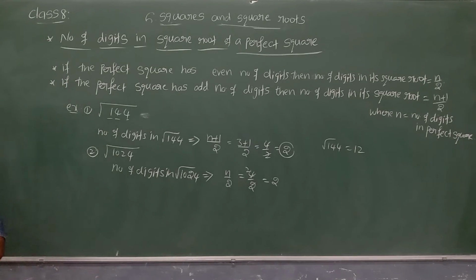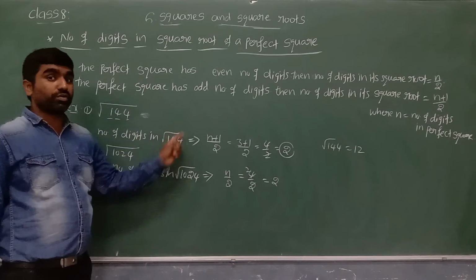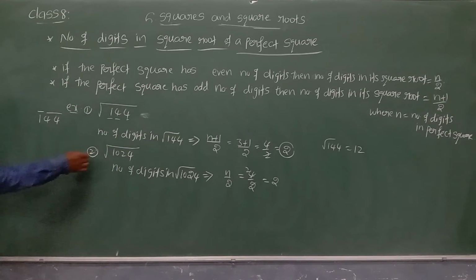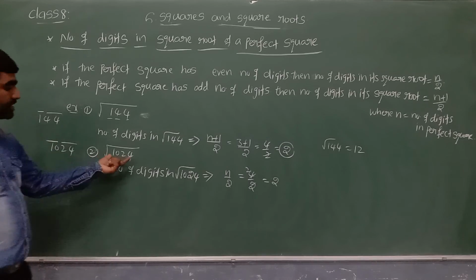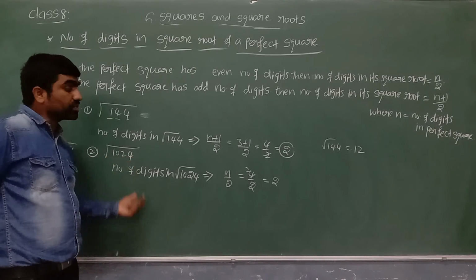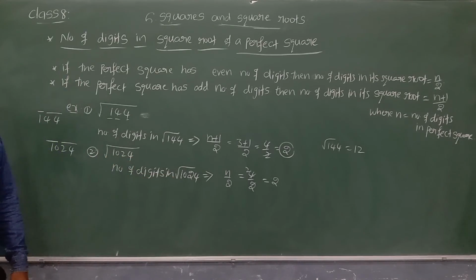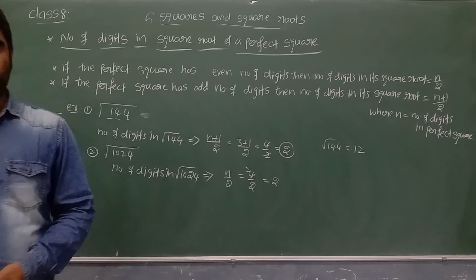Or, if you want, you can go with one more easy method. We have 144 now. Place the bar over every pair of digits from the ones place. 1 bar, 1 bar. I can see 2 bars, so the square root of this contains 2 digits. One more is 1024. Every pair of digits gets a bar. I can see 2 bars. So the square root of this perfect square contains 2 digits. We can do it like this.